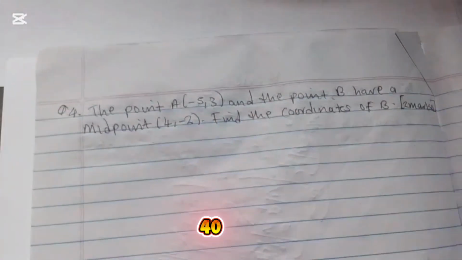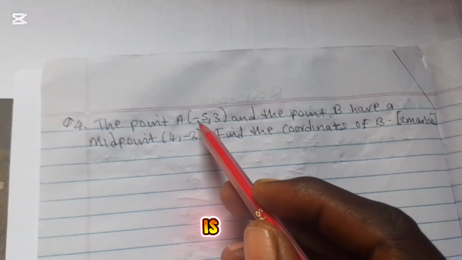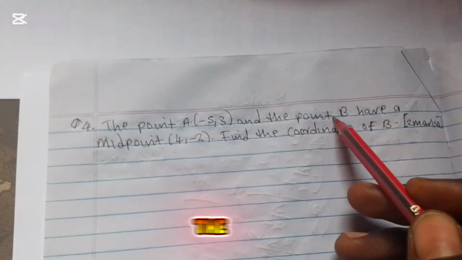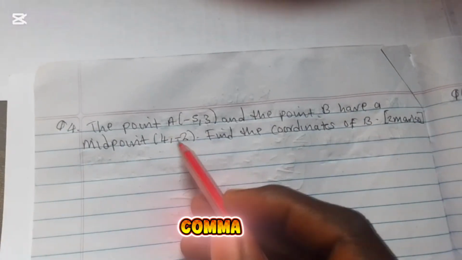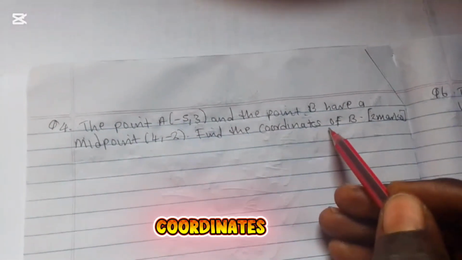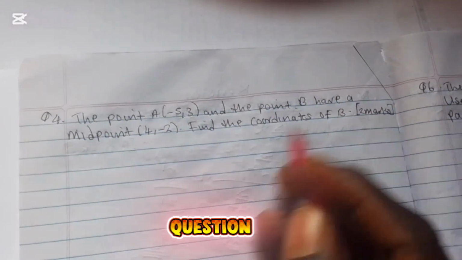So question number 4: the point A is (negative 5, 3), and the point B has a midpoint of (4, negative 2). Find the coordinates of B. So this question carries 2 marks.